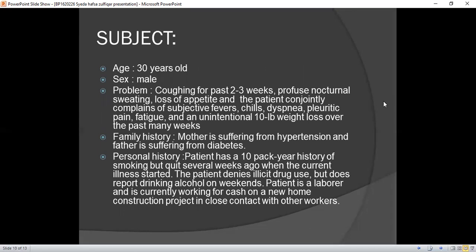Now the subject, the age of our patient is 30 years old, the gender of our patient is male. The problem which our patient is facing is coughing for the past 2 to 3 weeks, nocturnal sweating, loss of appetite, as well as fevers, chills, dyspnea, fatigue, pain, or weight loss.